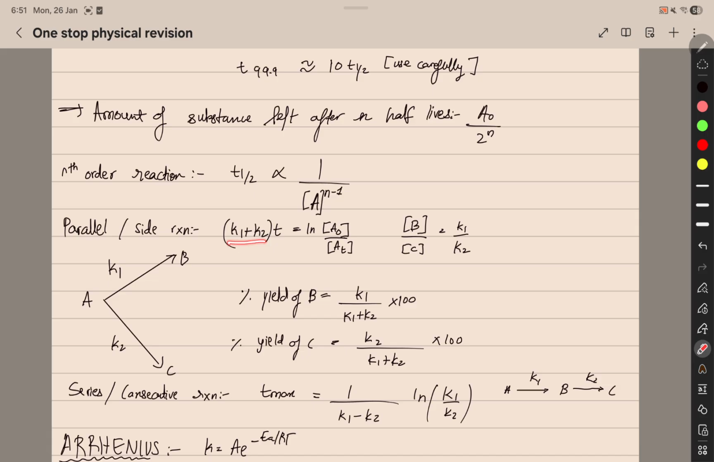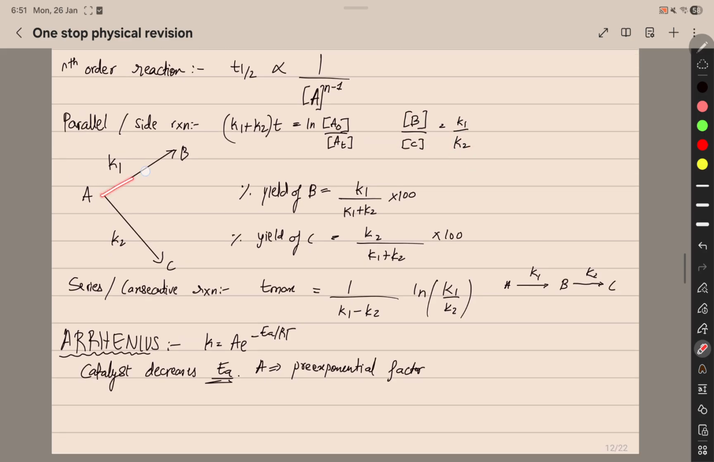Parallel or side reactions, we have K1 plus K2 times t is equal to ln A naught by A t, and concentration of B by concentration of C is equal to K1 by K2. These kind of reactions, right? A producing B and A producing C. We have percentage yield of B is K1 by K1 plus K2 into 100, and percentage yield of C is K2 by K1 plus K2 into 100. Okay, so basically PYQs have directly been asked on this, so make sure you have marked it up.